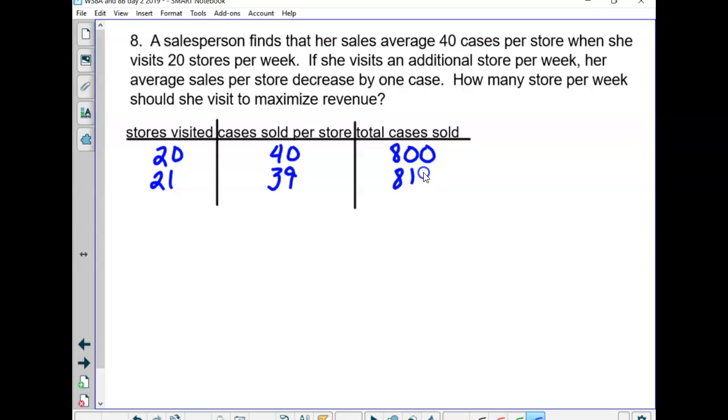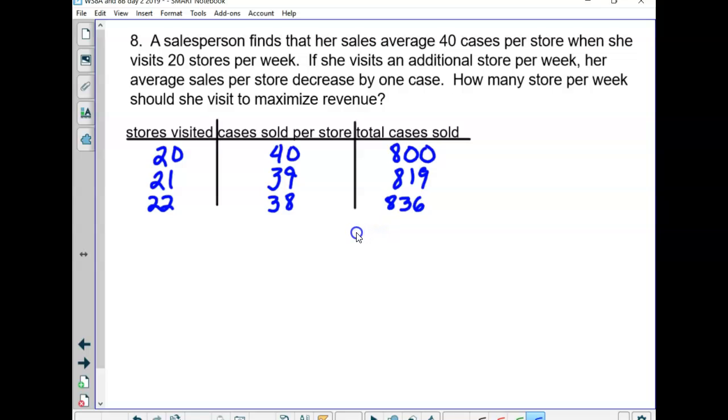819? No? Is that what you said? 819. Okay. Well, if I go to 22, this will drop down to 38. Anybody got that one? 22 times 38? 836. Okay, still going up.